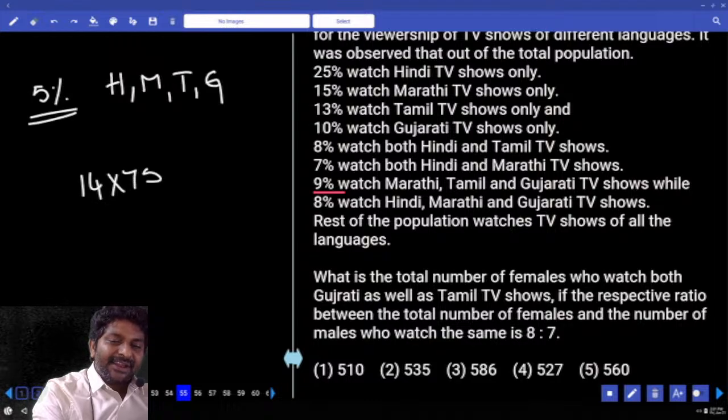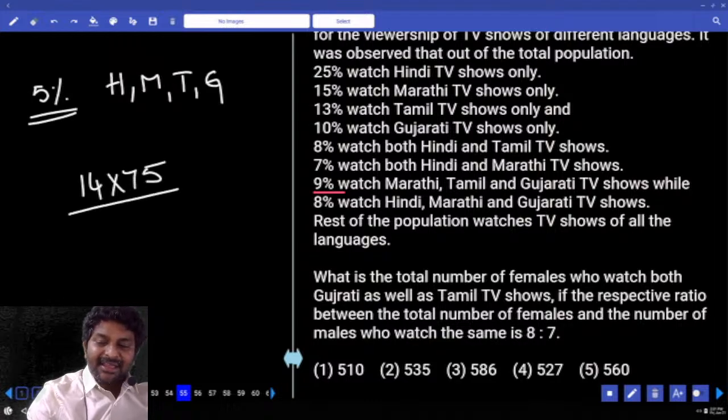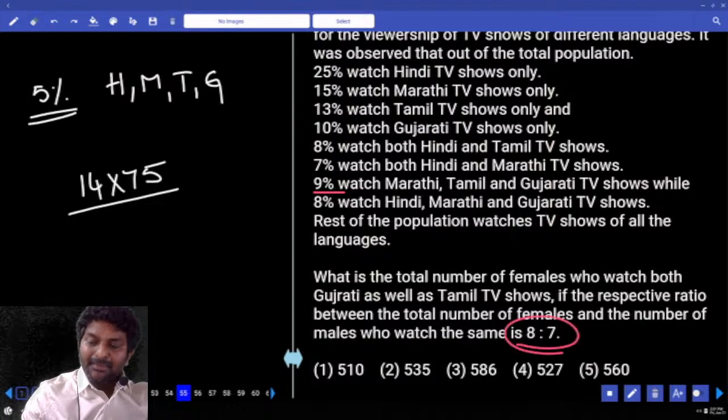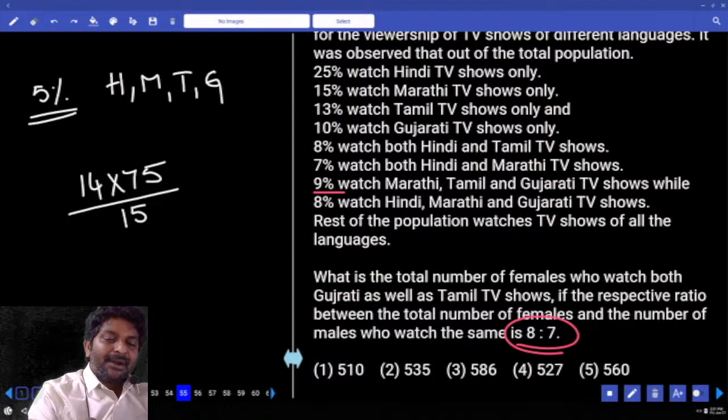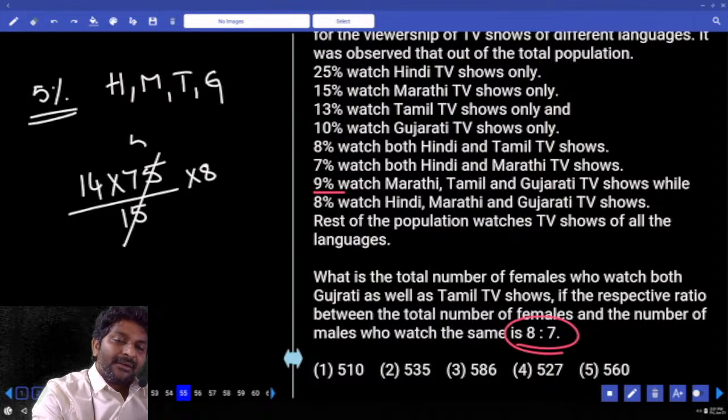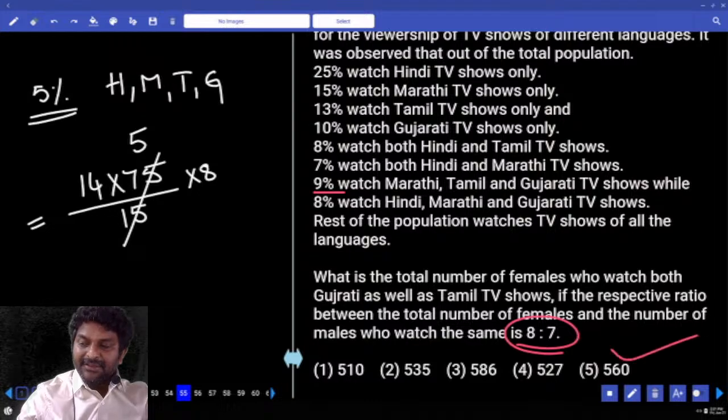14 into 75, right? Now this is divided into male and female in the ratio 8:7. How many parts do we have? 15 parts. And how many female are there? 8 by 15. 14 into 5, 70. 70 into 8. 560.